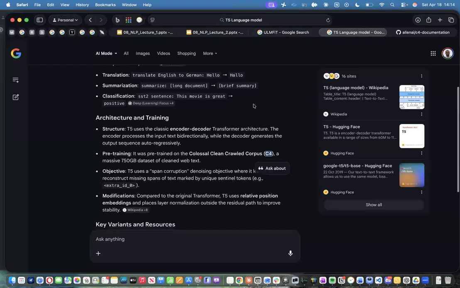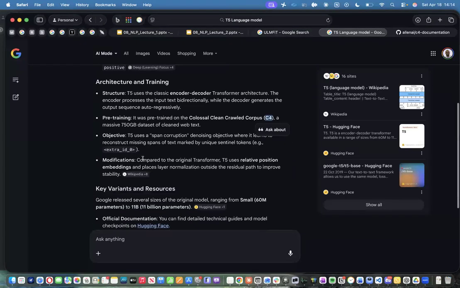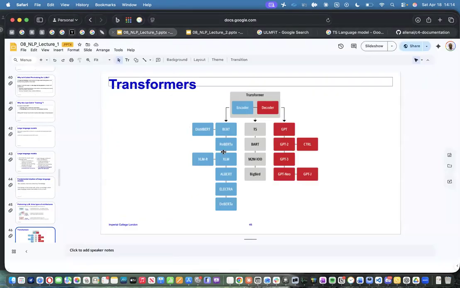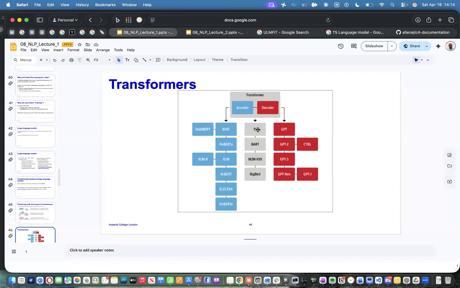So that's it. Modification compared to the original transformer: T5 uses relative position embedding and pre-layer normalization. There are many other things such as these embeddings as well. As you can see here, we have different kinds of architecture. Now we have seen T5.